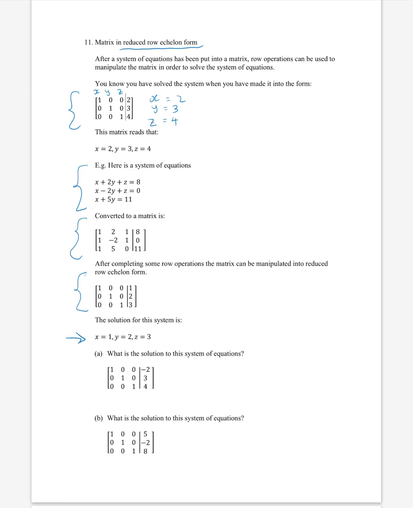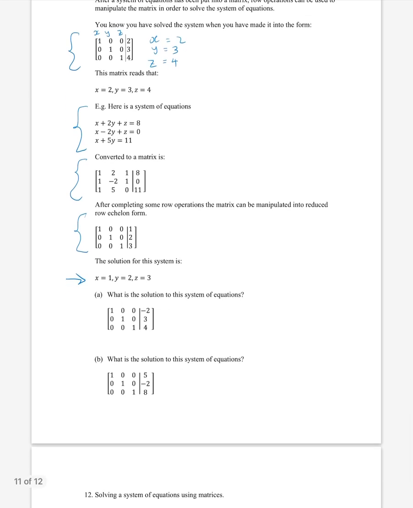So in this question, your job is to be able to read off the solutions. So part A says, what is the solution to this system? Well, x equals minus 2, y equals 3, and z equals 4. Why don't you try B? The solution to B, x equals 5, y equals minus 2, and z equals 8.